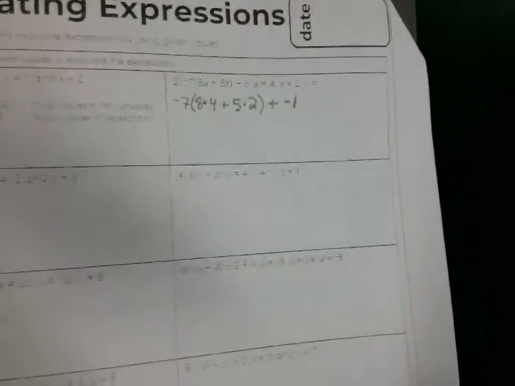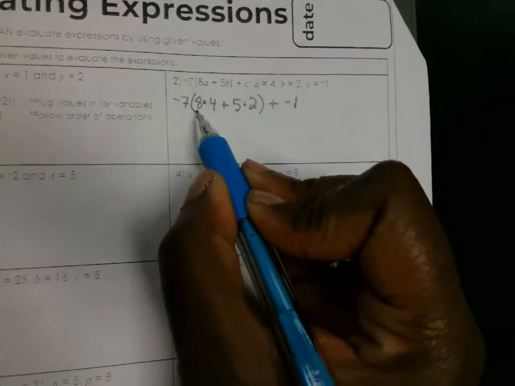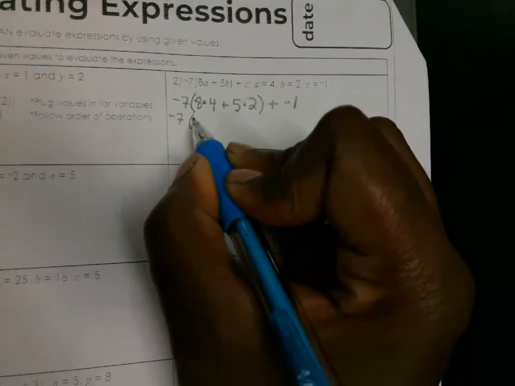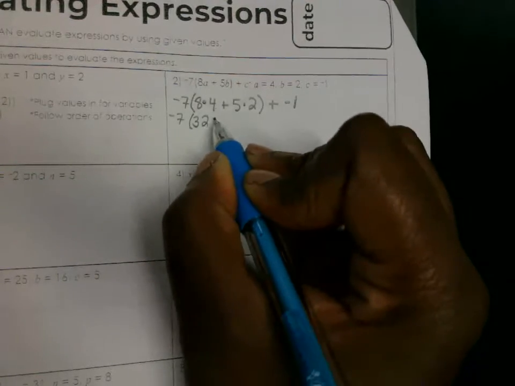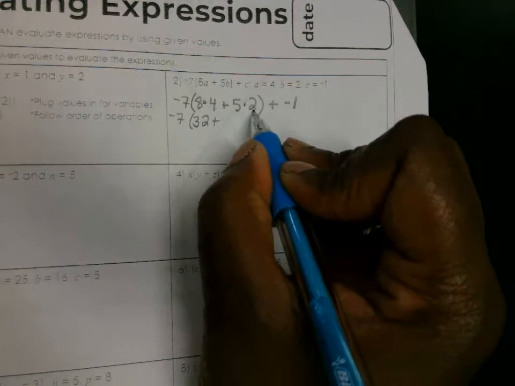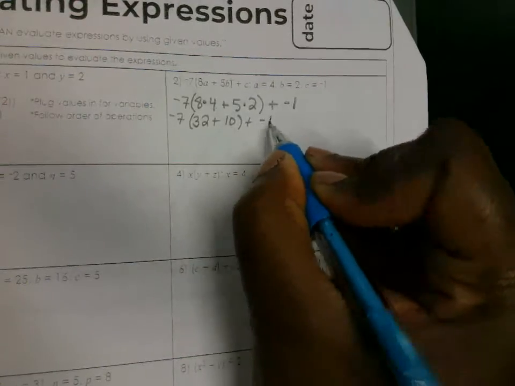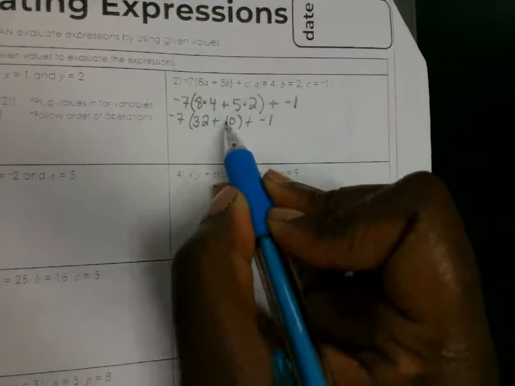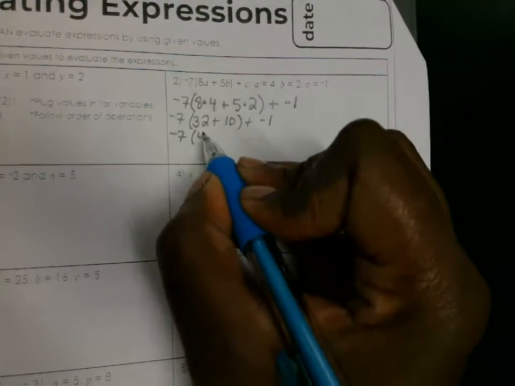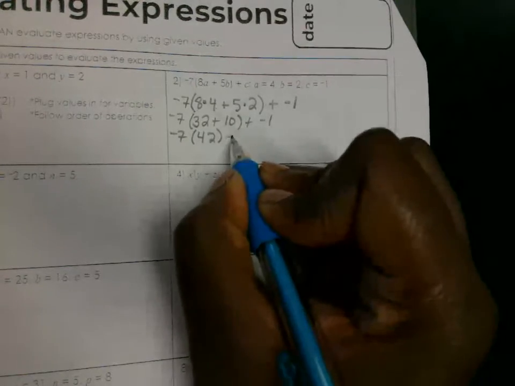So now we're going to use order of operations. We're going to do all operations within parentheses. So we're going to multiply first. This is going to give us 32. So we have 32 here, plus, bring this down. We got 5 times 2, which is 10. Bring everything else down. We're going to add. This gives us 42. So we have -7, we have 42 here. We have plus a -1 or just -1.